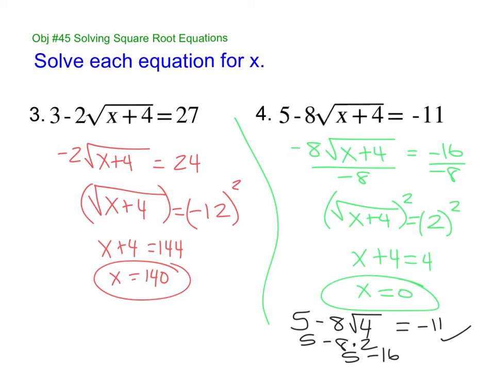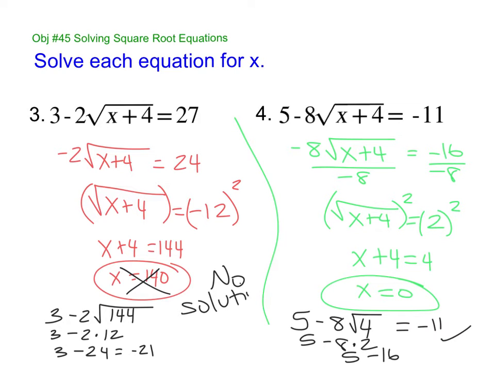That works. However, over here, we have 3 minus 2 root 144. 3 minus 2 times 12. 3 minus 24 is not 27. That's negative 21. So this is actually no solution.